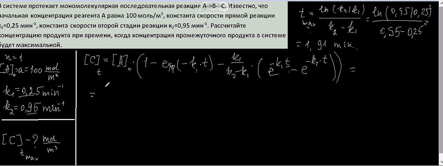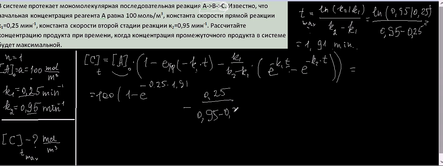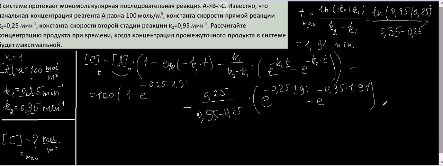So let's plug in all these values. We know this concentration too, here it is, it's 100, okay, 0.25, and instead of T we put 1.91, okay, then minus 0.25 over 0.95 minus 0.25, okay, 1.91 minus exponent raised to minus 0.95 times, 1.20, I'm sorry, 1.91. Yeah, okay. So if you get armed with a calculator, you will get the right answer immediately. So my calculator says that it is 21.63 moles per cubic meter. This is the right answer to this problem.